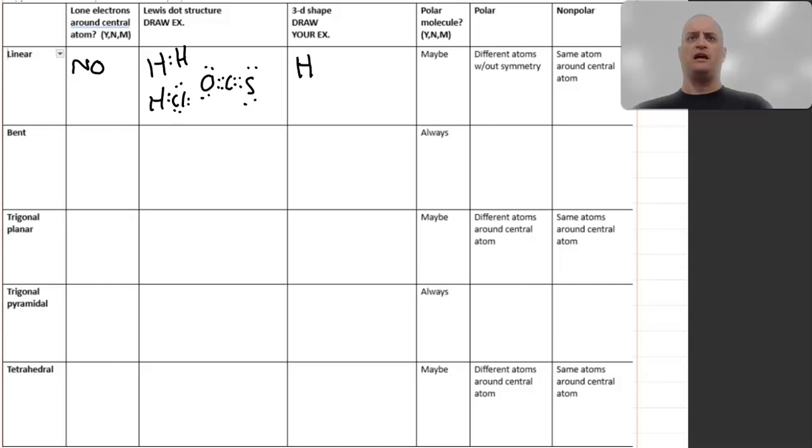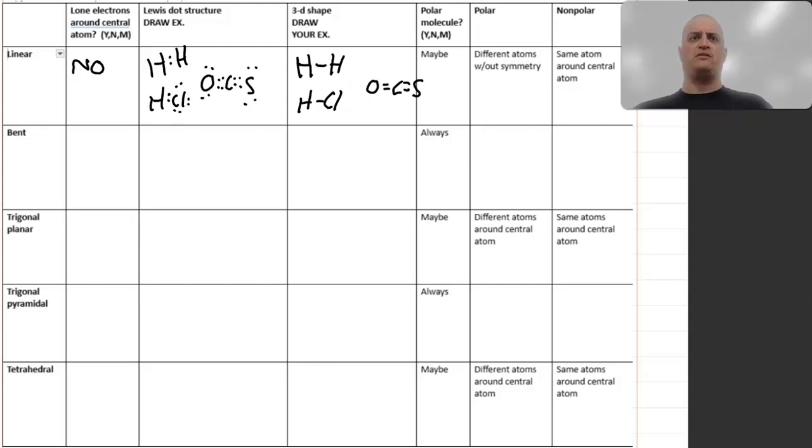We represent a pair of electrons bonded with a straight line. So you've probably seen these throughout your time. And oxygen double bonded to a carbon, double bonded to sulfur. So each of these are some 3D shapes of linear modeling.